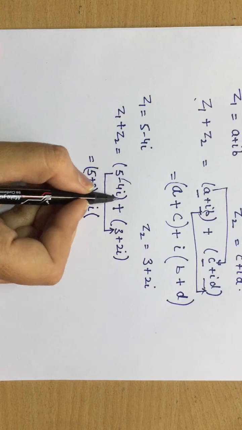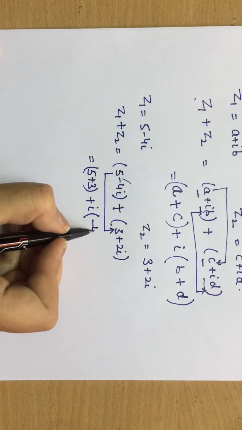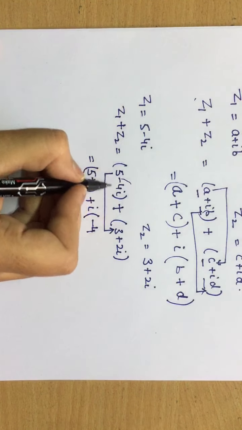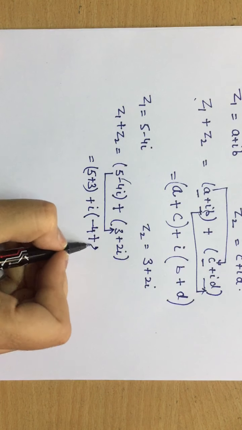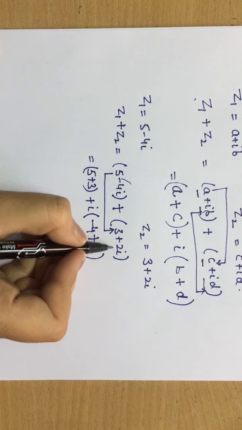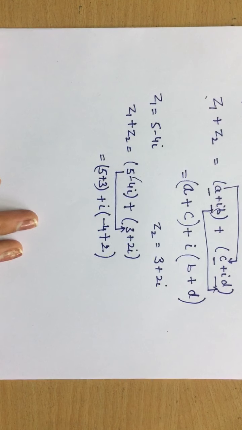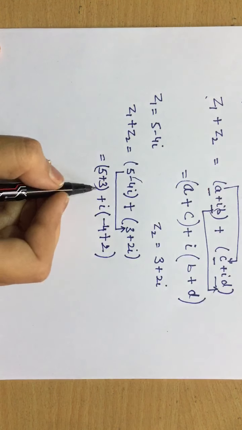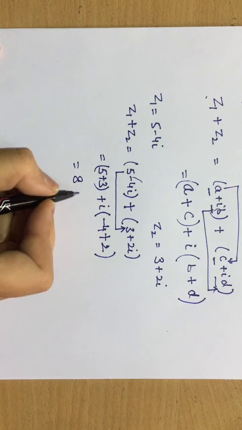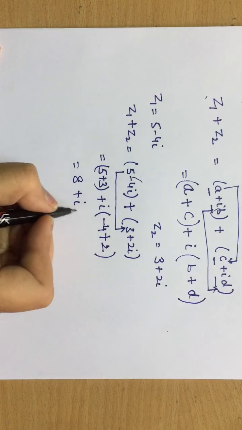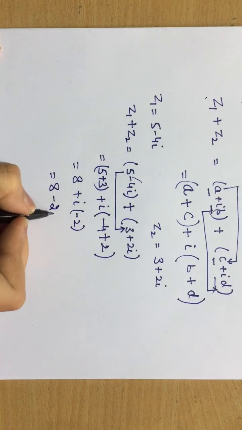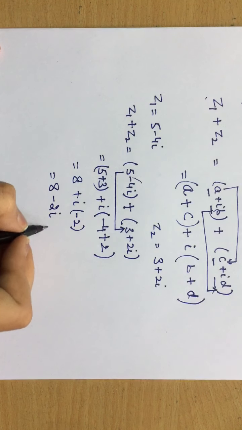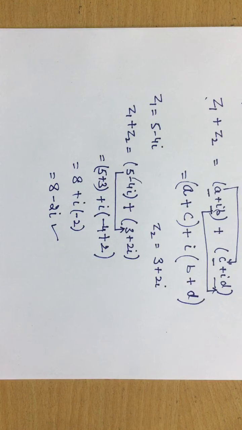Imaginary part for z1 is minus 4. Don't forget to take the sign. So minus 4, then sign is plus and second is 2. Imaginary part for z2 is 2. So in this way we add them. So 5 plus 3 is 8, then iota, and minus 4 plus 2 is minus 2. So I will write 8 minus 2 iota. In this way we can add two complex numbers.